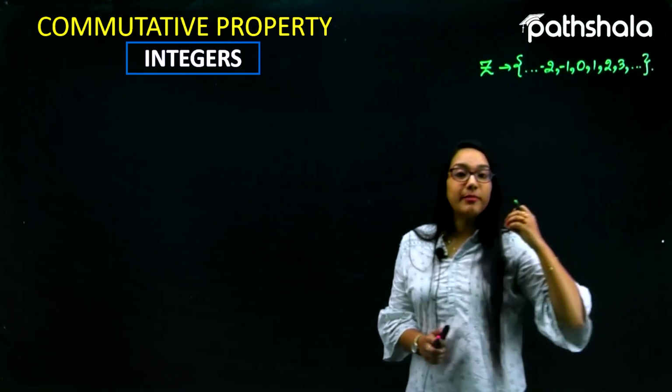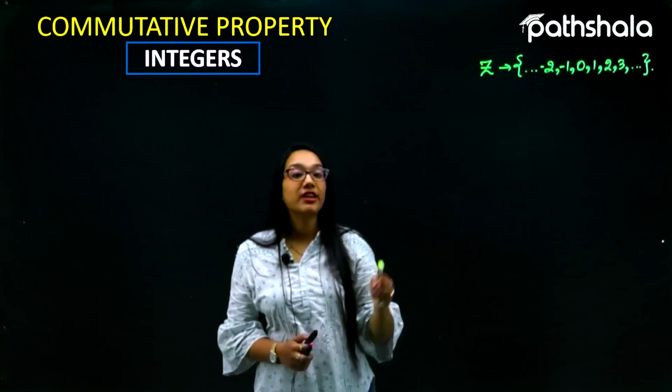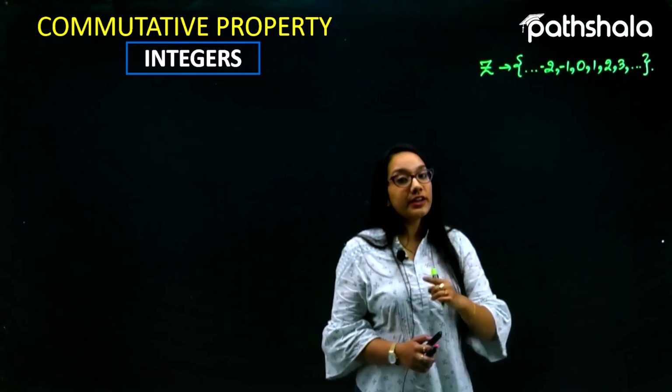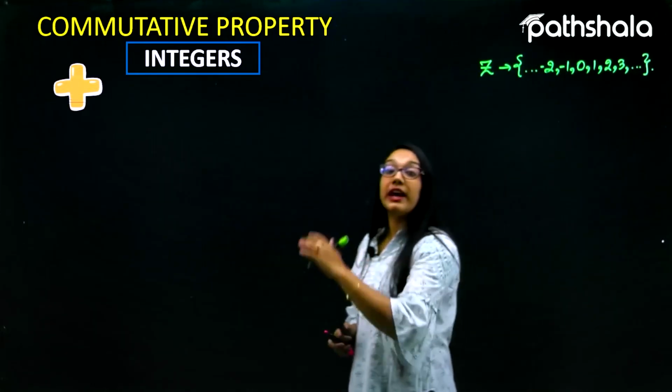Like we did before, when we checked the commutative property on the whole numbers under the basic 4 operations, in the same sense we'll check the commutative property on integers for all the basic 4 operations. So let's start with addition first.